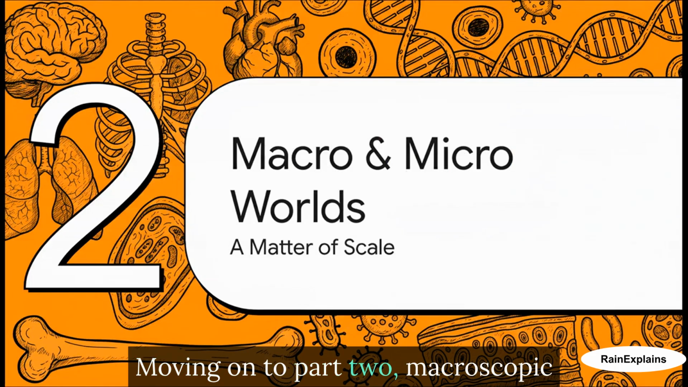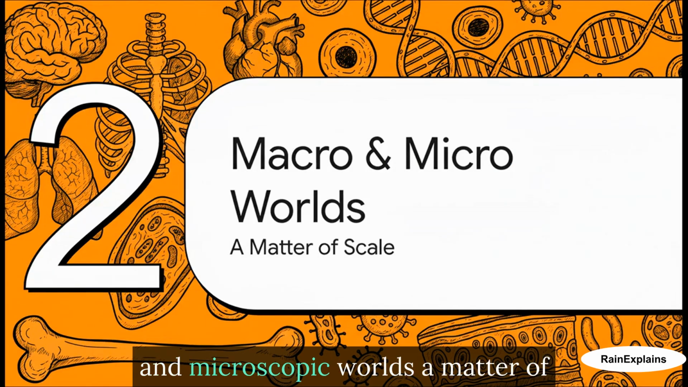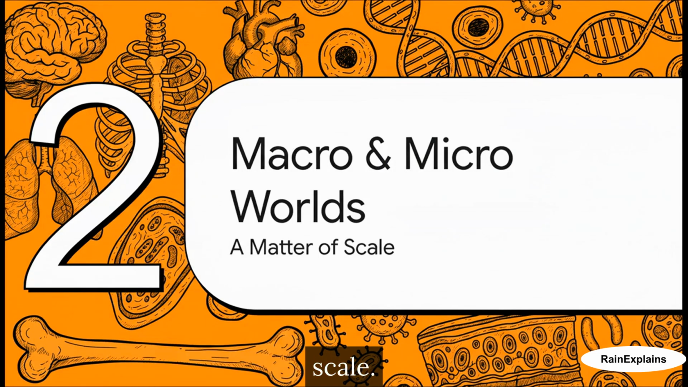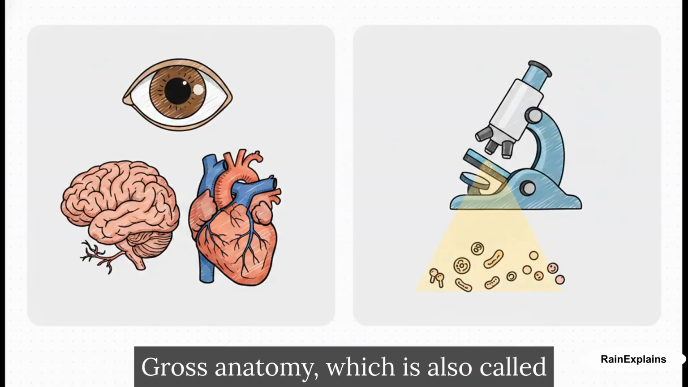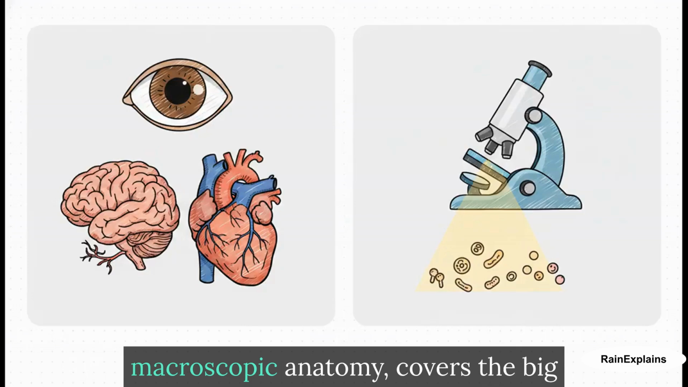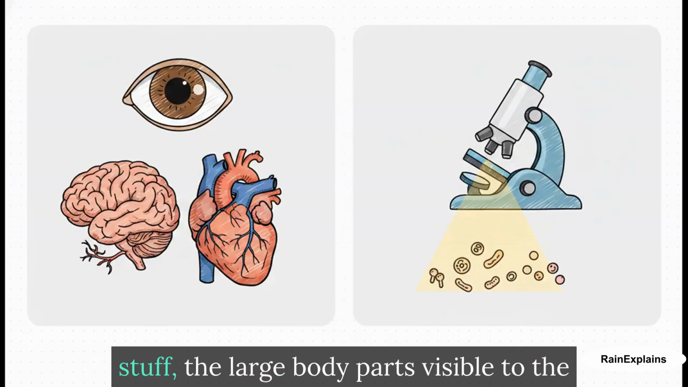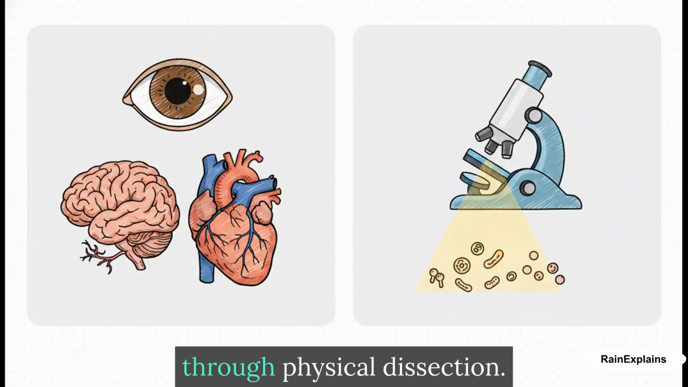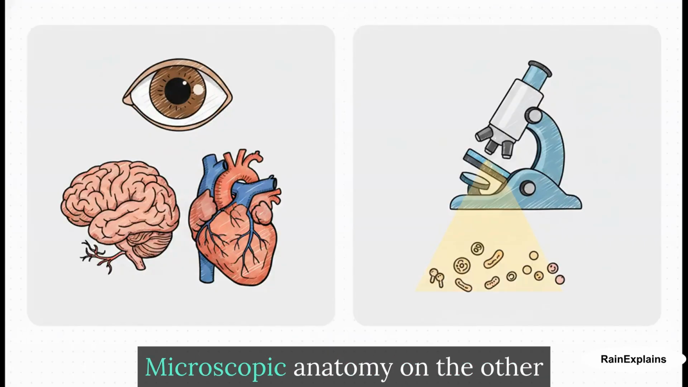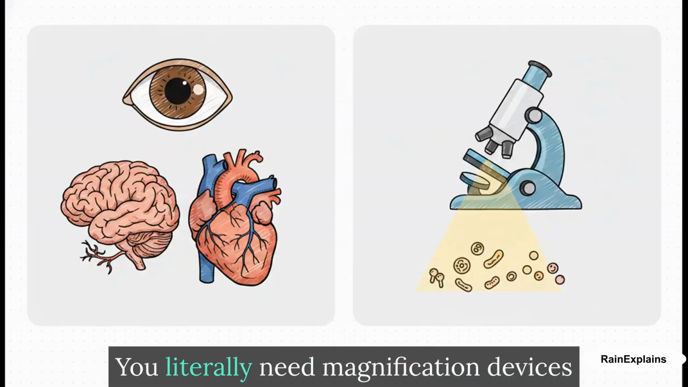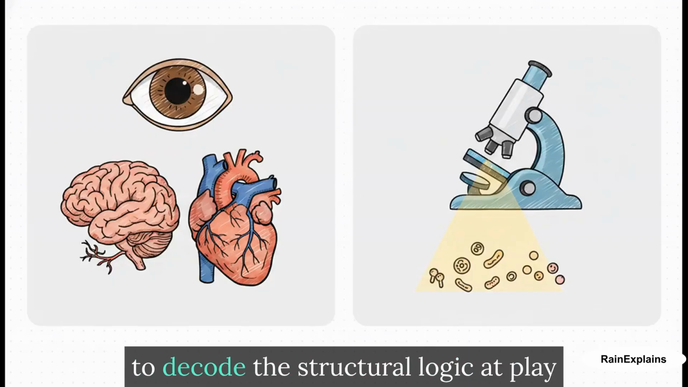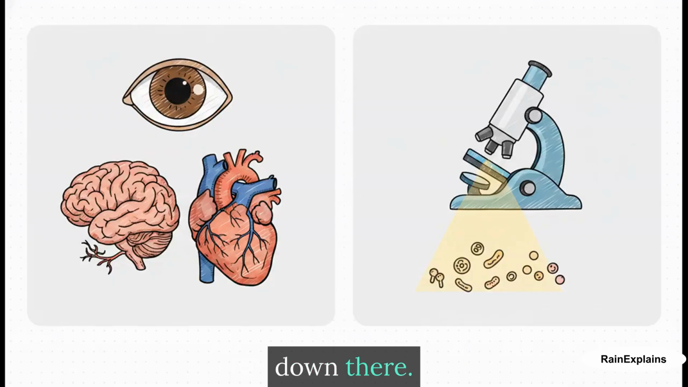Moving on to part 2, macroscopic and microscopic worlds, a matter of scale. And this brilliantly illustrates a major shift in perspective. Gross anatomy, which is also called macroscopic anatomy, covers the big stuff, the large body parts visible to the naked eye that historically were studied through physical dissection. Microscopic anatomy, on the other hand, dives into the unseen architecture. You literally need magnification devices to decode the structural logic at play down there.